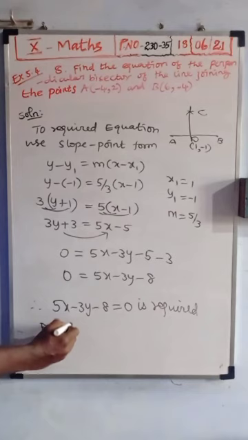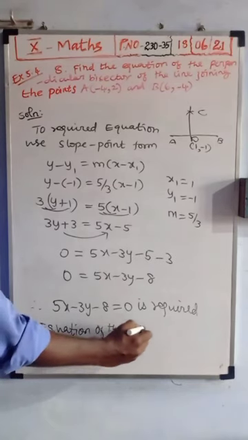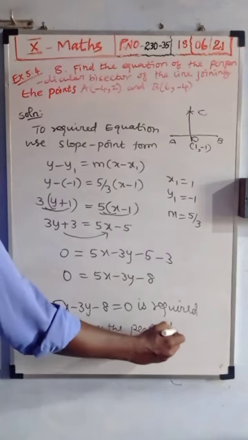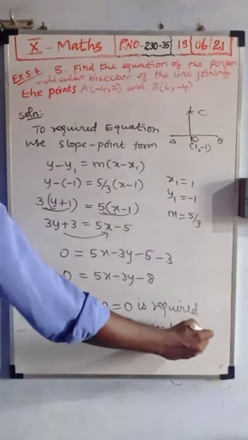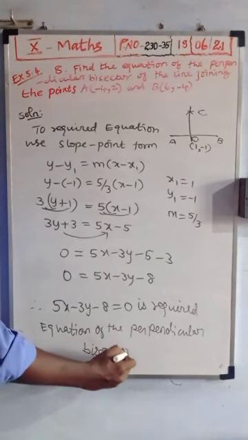This is the record of the equation of a perpendicular bisector. Okay, that's all.